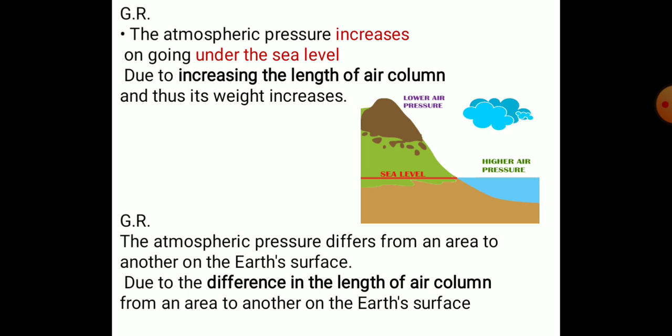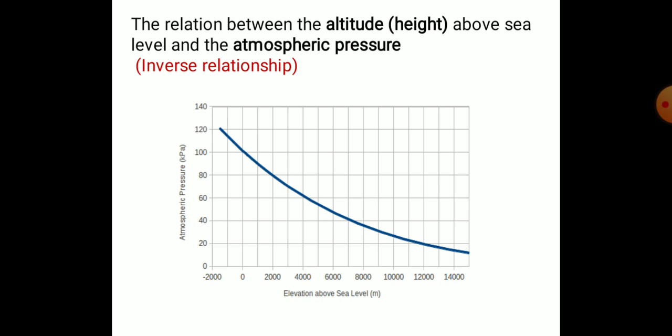Another question: the atmospheric pressure differs from one area to another on the Earth's surface. The answer is due to the difference in the length of the air column from one area to another on the Earth's surface. Super. And look at this picture. This is the relation between altitude, or height above sea level, and the atmospheric pressure. It is an inverse relationship.